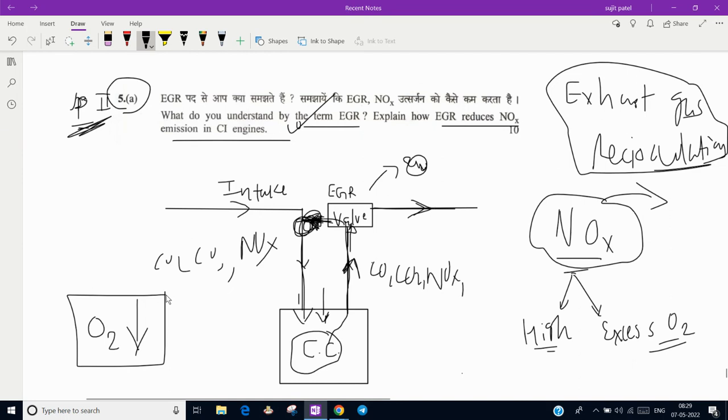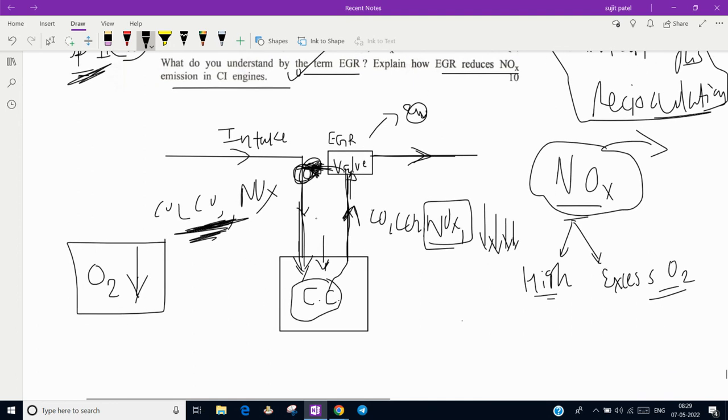The oxygen amount is sufficient that you will get combustion, but not excess air. The excess air is reduced by recirculating exhaust gas. The exhaust gas recirculates and mixes with the intake, and it reduces the oxygen in the combustion chamber. In the next cycle, the amount of NOx formed will be less. So subsequently, in continuous cycles, the NOx formation reduces more and more.